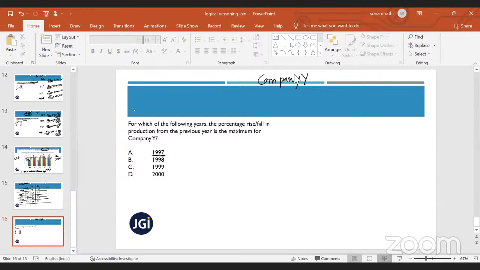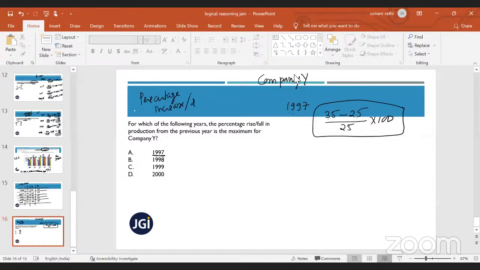So I will check 1997 with the previous year. In 1997 it is 35, and the previous year it is 25. So 35 minus 25 upon 25 into 100. This is how you calculate percentage increase or decrease. So how do you calculate percentage increase or decrease?